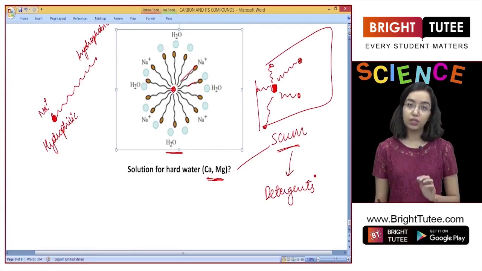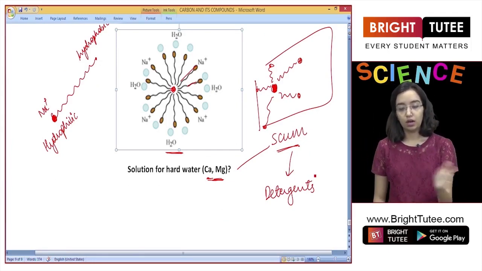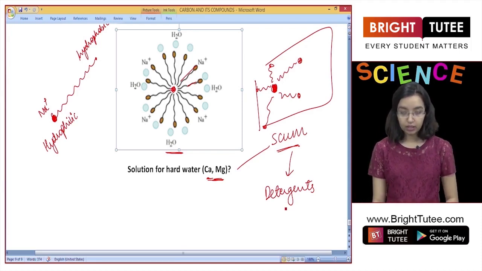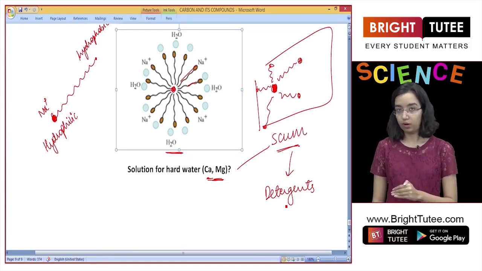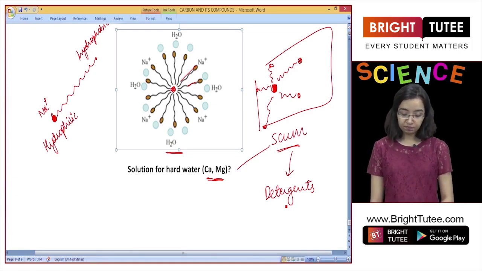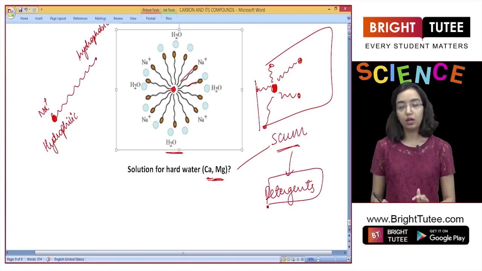Detergents do the same process. They form a micelle and they clean out the oily dirt with the same process, but they can also work in hard water. That is why in washing machines we use detergents, because we are not sure of the quality of water coming in from the outlet, and these detergents will be able to clean even in the presence of hard water.